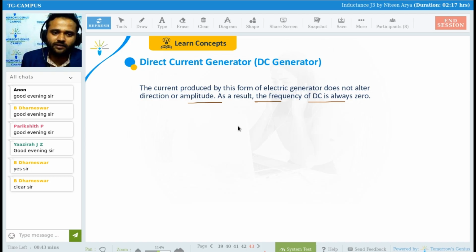How can you generate a direct current? Can anyone tell me, please? What is the process to generate direct current? And what is direct current?